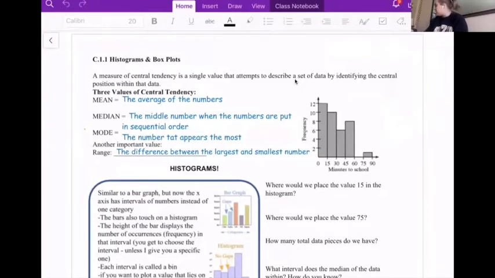Okay, so I have a few things already filled out. So if at any point you want to just pause it and write down the information, you totally can do that.